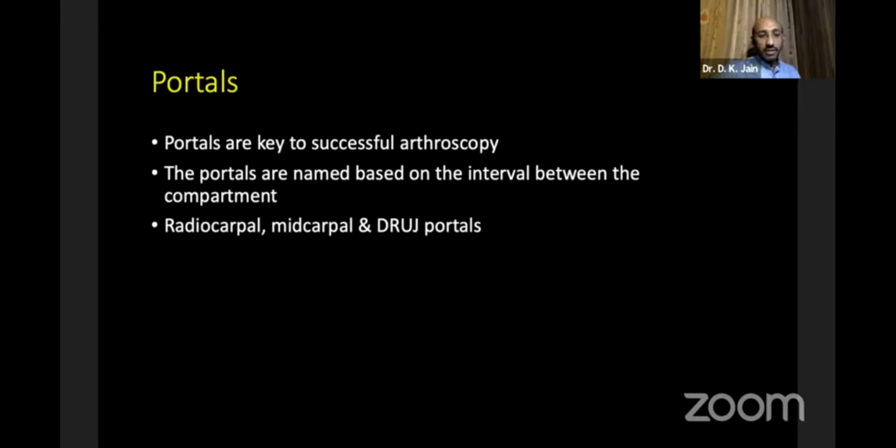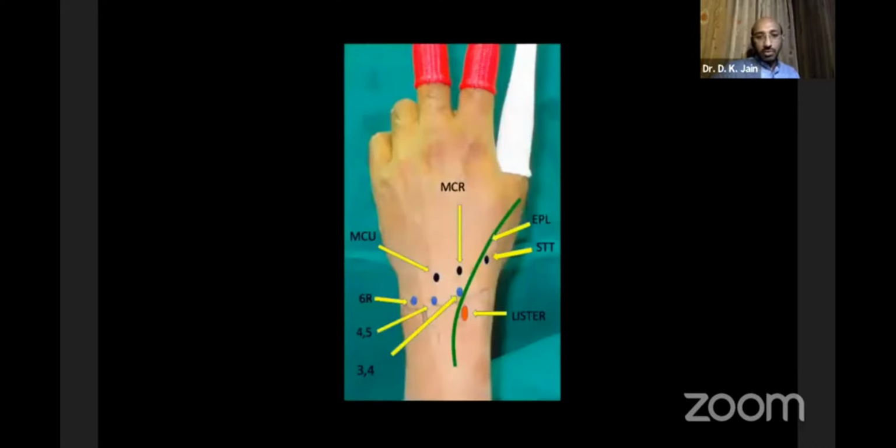As Michelle was mentioning, the portals and the holding of the scope are key to successful arthroscopy in any of the arthroscopic procedures. And in the wrist, these portals are named based on the interval between the compartments. Basically we start with the radiocarpal and the mid-carpal joints, and sometimes the DRUJ portal as well. I will speak about the most commonly used portals, the radiocarpal and the mid-carpal portals. This is how you mark the portals. Basically Lister's tubercle and the ulnar styloid process are the two landmarks for us to start with the portals.